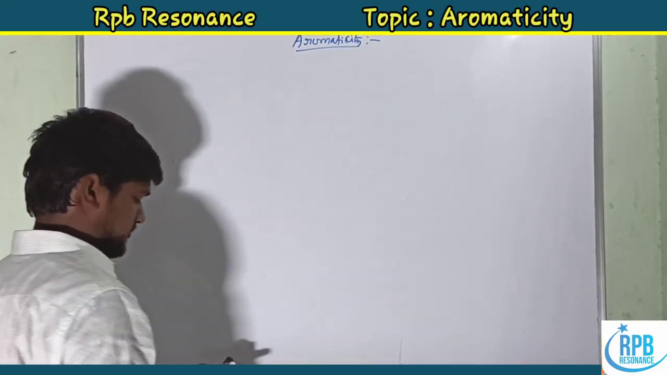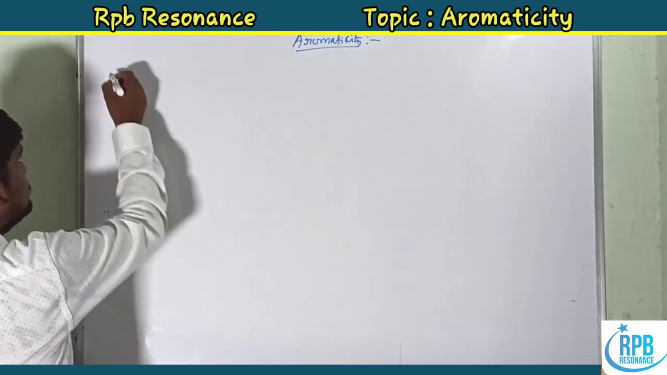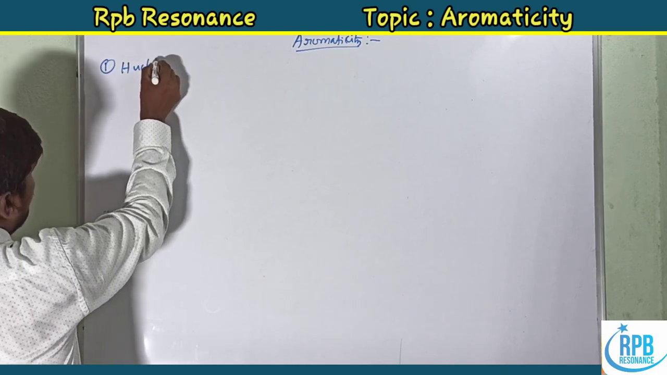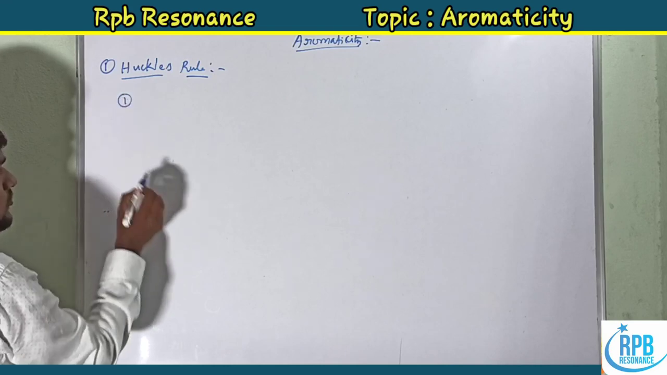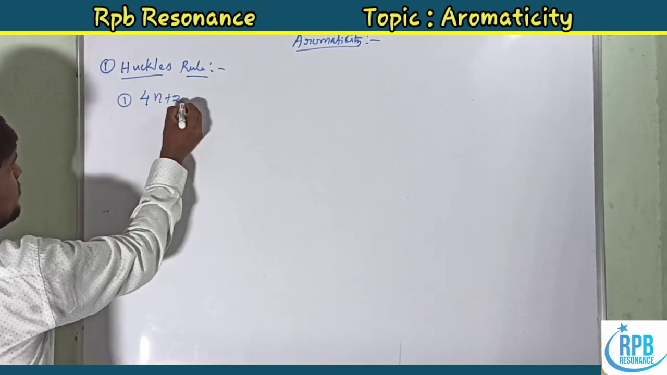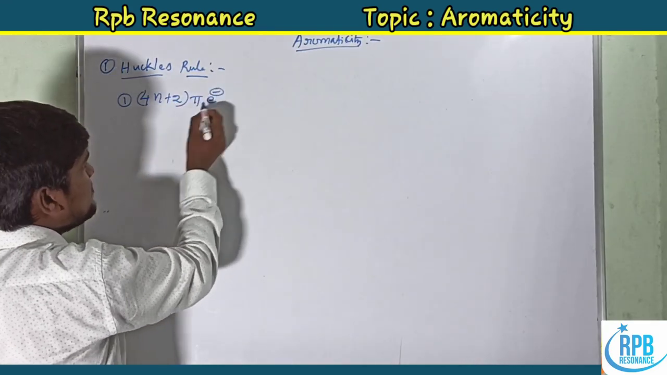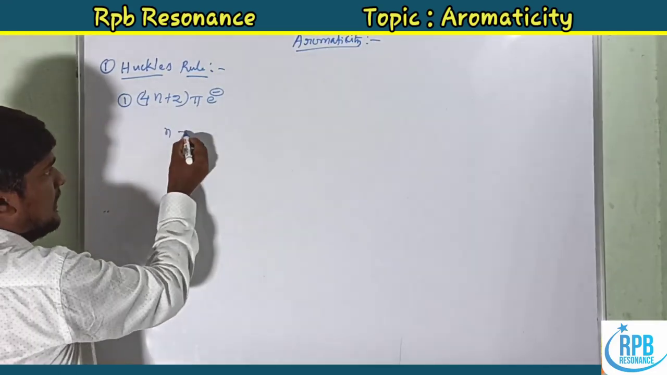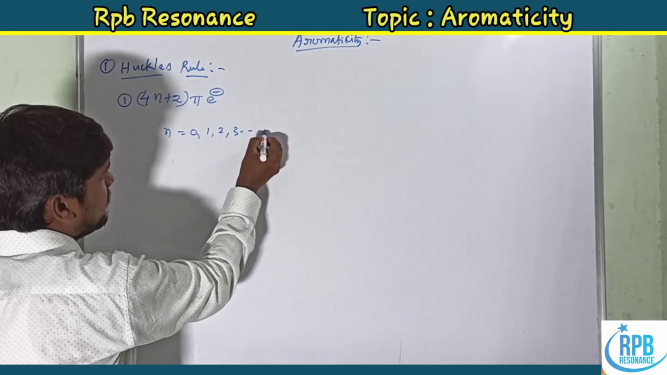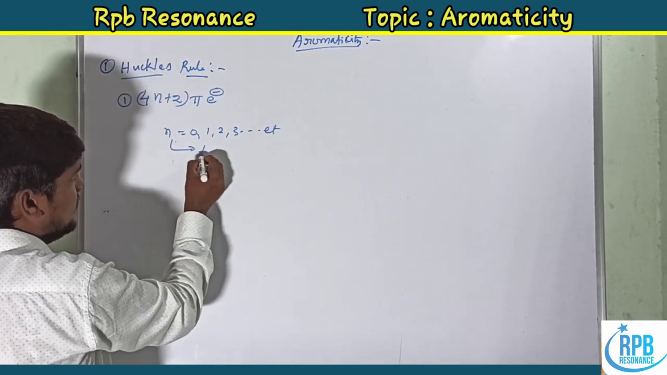Okay. Now, first of all, Huckel's rule. According to Huckel, he suggests two rules. The first one is the 4n plus 2 pi electronic system. So the system which has 4n plus 2 pi electrons, that means n is equal to 0, 1, 2, 3, and so on. It is an integer.